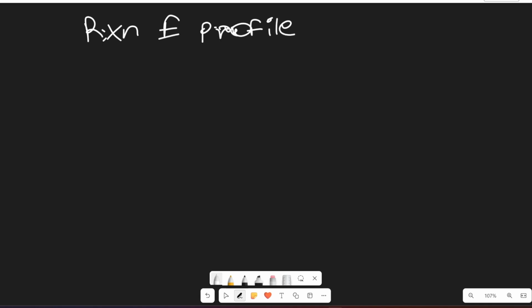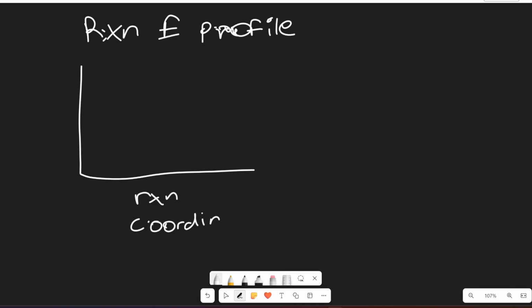So essentially how this works is that you have a graph here. The x-axis is going to be the reaction coordinate, which is essentially just the path of the reaction as it progresses, so as the reaction progresses over time. And then the y-axis will be our potential energy.